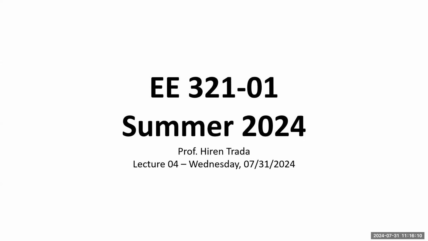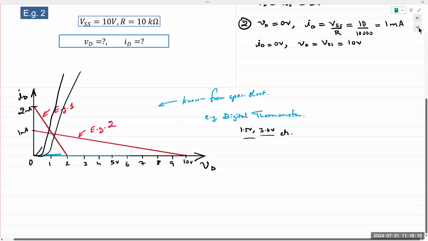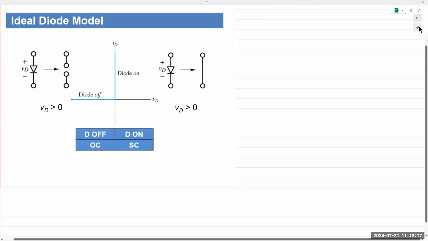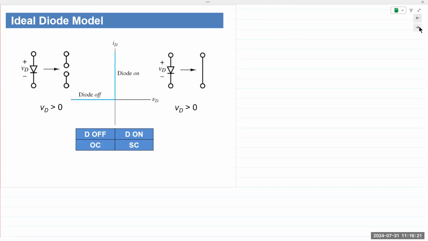All right, let's move on from load line analysis and go into the ideal diode model. Okay, ideal diode model.